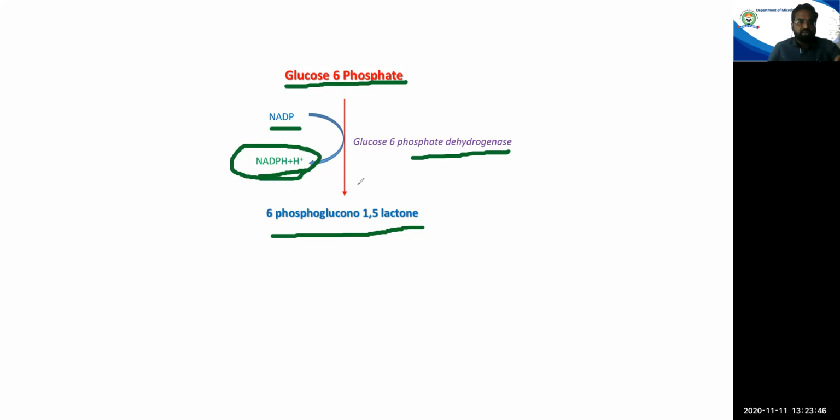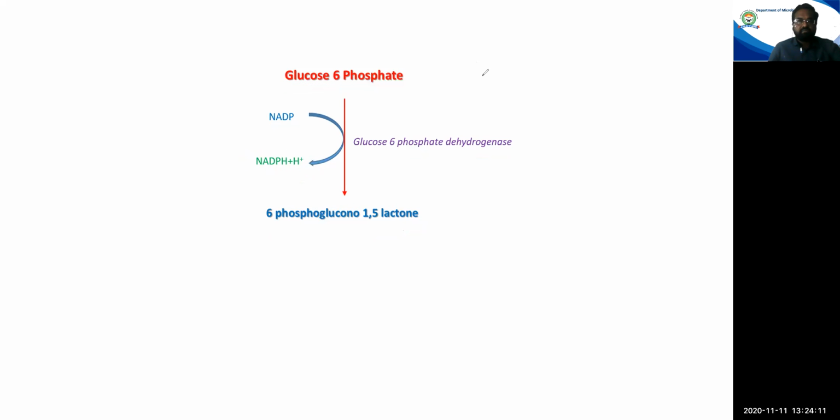This is the first significant point of this particular pathway. As we have said, this pathway helps in generating the reducing power in the form of NADPH2. So that's how the NADPH2 is generated. Glucose 6-phosphate is being converted to 6-phosphoglucono delta lactone.